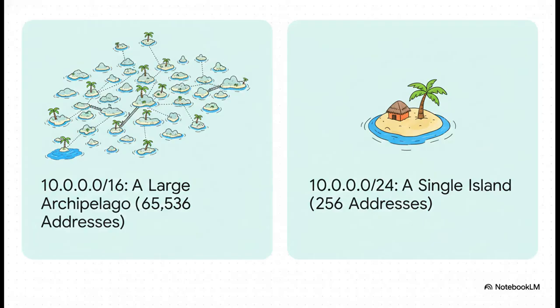And check this out. That one little number after the slash changes everything. A /16 CIDR block? Boom, you've got yourself a massive archipelago with over 65,000 IP addresses. But a /24 gives you a much cozier island with just 256. See? The smaller the number, the bigger your territory. Now, the key takeaway here is you've got to choose your size wisely from the start, because you can't just expand your island's borders later without tearing the whole thing down and starting over.